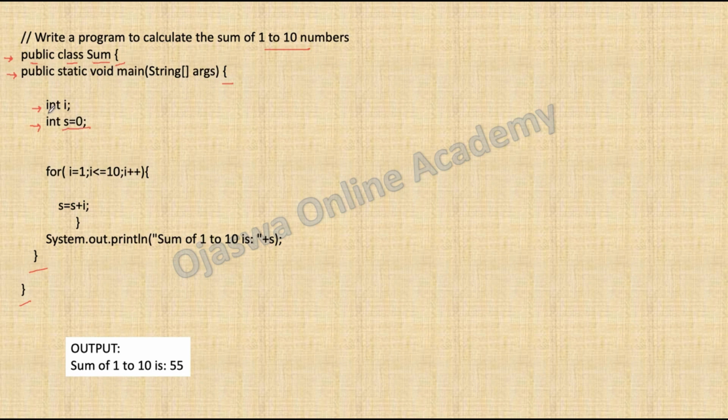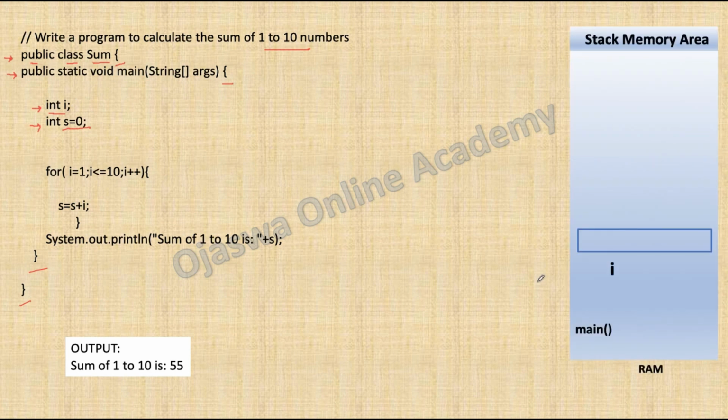So as soon as interpreter reads this statement int i, memory for variable i is allocated inside the stack memory area. So suppose this is your stack inside the RAM. Memory for variable i is reserved over here. And the second statement is int s equal to 0. So memory for variable s is reserved inside the stack memory area. And we are initializing variable s to 0. So value 0 will be stored in here.